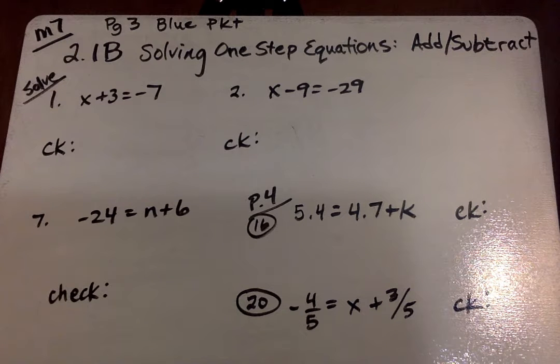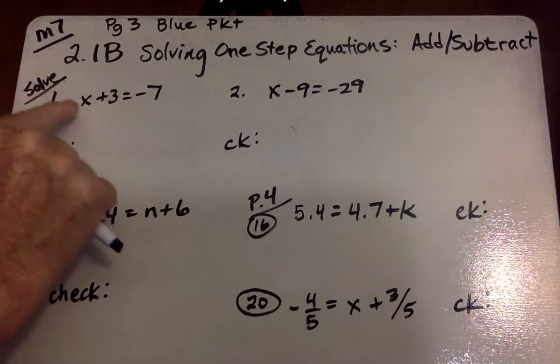Hello students. Today we will be going over 2.1b, solving one-step equations with add and subtract. This is on page 3 in your blue packet, and your objective should be there at the top. I can solve one-step equations using the additive inverse. In other words, we're going to use the opposites of the numbers.